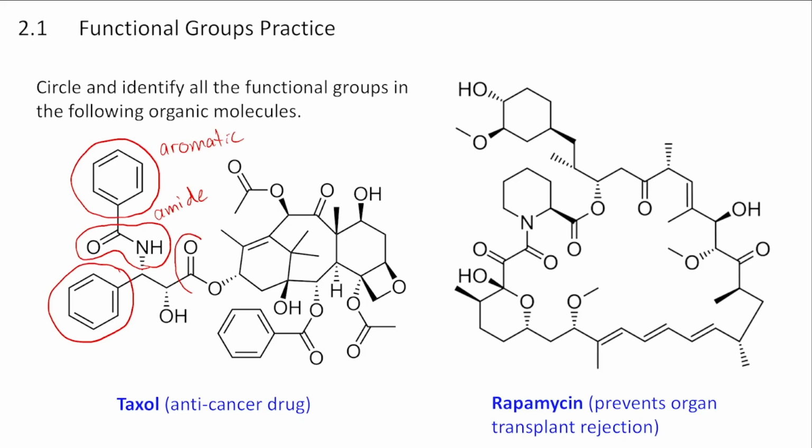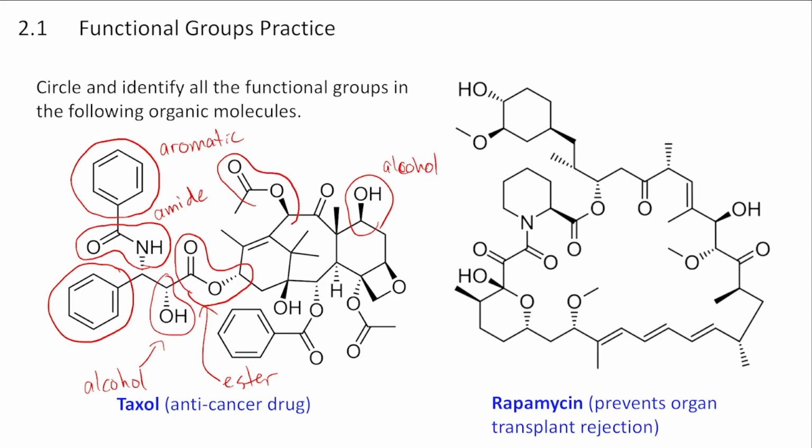Over here, we have a carbonyl group with an oxygen, which is itself attached to another carbon. That is an ester. Over here we have an OH just on a regular carbon. That is an alcohol. What else do we have? We have another alcohol over here. Right here, a carbonyl group, oxygen attached to a carbon is an ester. Here we have a carbonyl group with a carbon on both sides. That is a ketone.